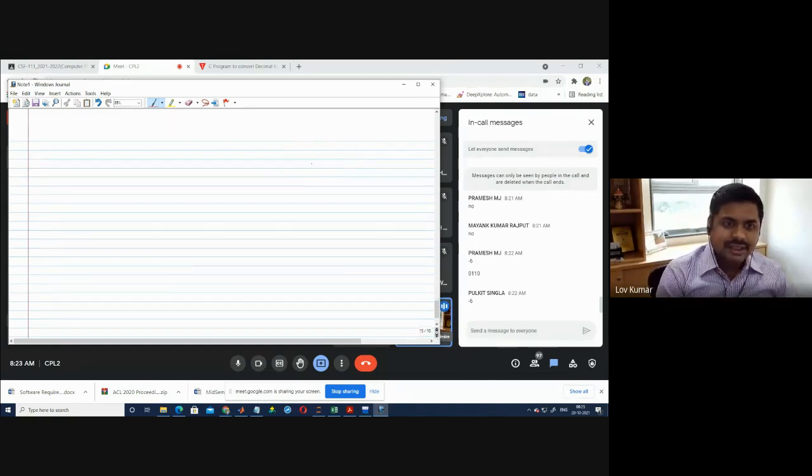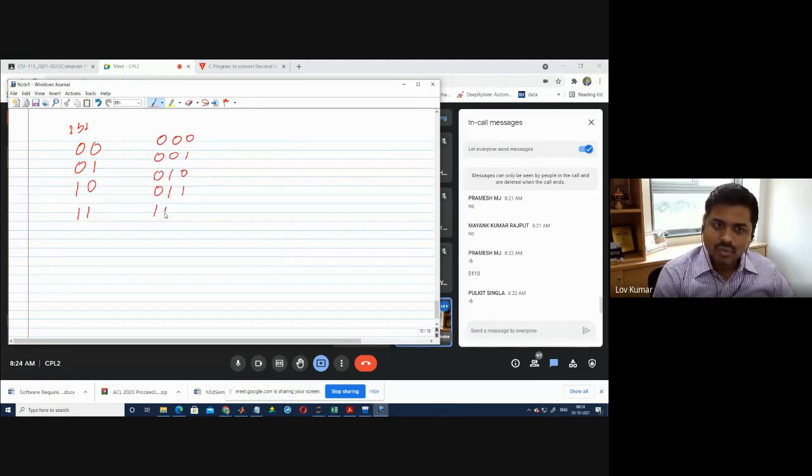Now you can see again we are going to take the same thing, 2 bits numbers. If we are taking 2 bits numbers, these are possible: 0 1 1 0 1. If we are taking 3 bits, 0 0 0 0 0 1 0 1 0 0 1 1 1 0 0 1 0 1 1 1 0 1 1 1. If we are getting 4 bits numbers, 0 0 0.